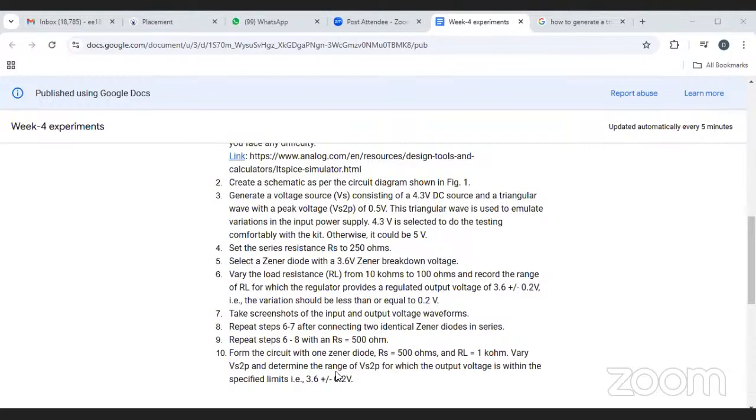So first, with one 250 ohm resistor, use one Zener diode, then two Zener diodes. Then RS will be 500 ohms now. Then again one Zener diode, then two Zener diodes connected. Then the last step is changing the voltage source.